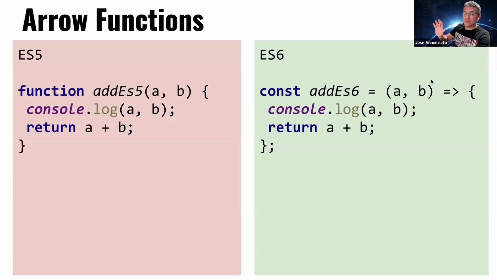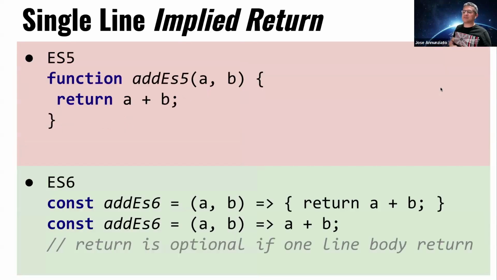Okay, so that's a difference in syntax. There is no function keyword, and the arrow is what gives it away that this is a function. So basically, we have substituted the function keyword with an arrow. So what's the big deal? Well, one of the biggest changes is that you can be much more concise with this new syntax.